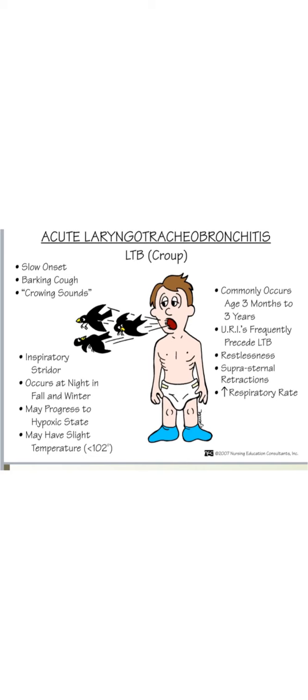So this is a great mnemonic for what croup is like. Slow onset, barky, crowing-like cough, stridor. You see symptoms worse at night, definitely during the fall and winter. They may be hypoxic. They may have a low-grade fever. They have had an upper respiratory infection before they had the croup-like symptoms. They're restless. You may see some substernal or lower rib retractions, and they're breathing really fast. The respiratory distress will get more severe the more the swelling and obstruction occurs.